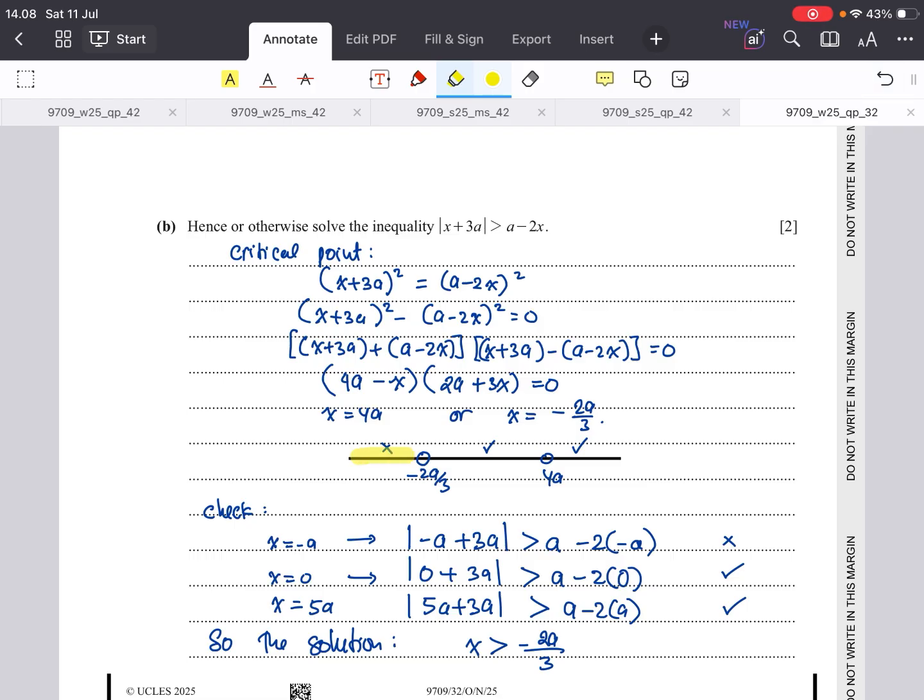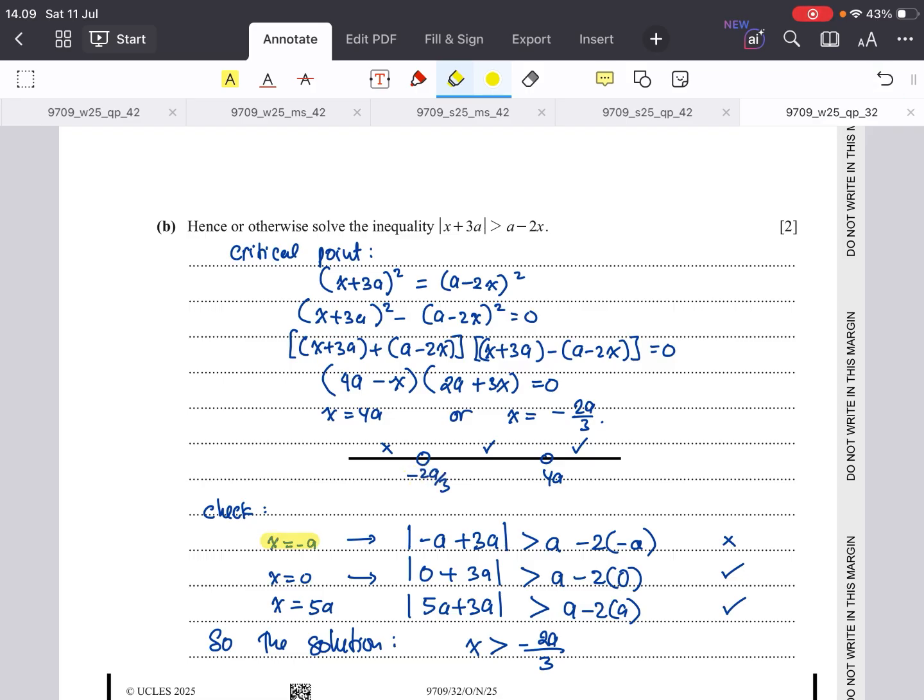And then we draw a number line. This is the first critical point, negative 2a over 3, and this is the second critical point, 4a. Since this one is an inequality, we need to check. We have three regions here. We need to check which region satisfies this inequality. So first we need to check the region on the left, when x is less than negative 2a over 3.